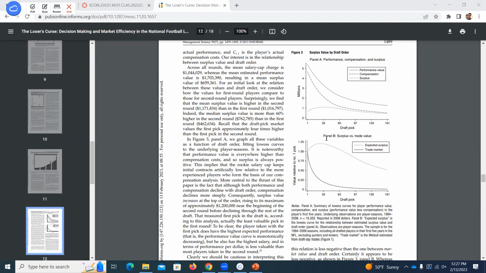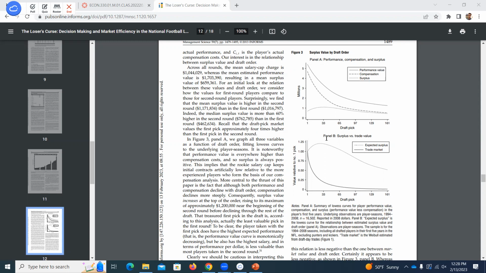It's interesting. It looks like it caps off right about the end of the first round. Then we see it follows more what we would expect. It's just constantly declining, right? But for that initial first round, the actual surplus value is increasing for having a lower pick, which is, I think, maybe counterintuitive or something we wouldn't expect.